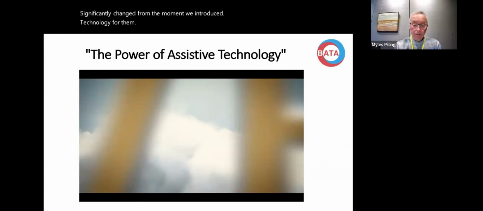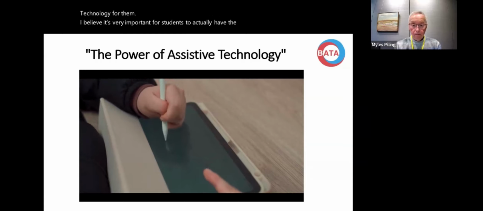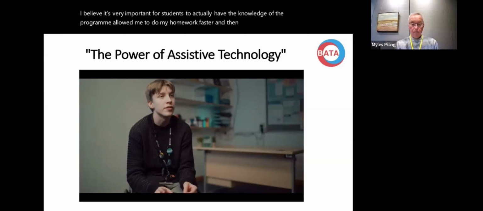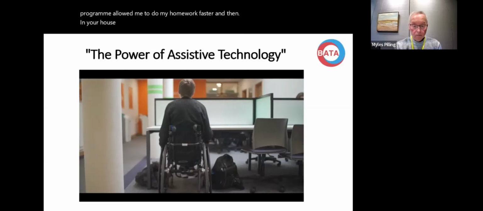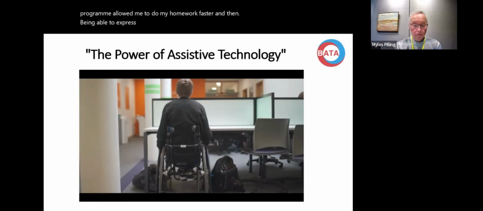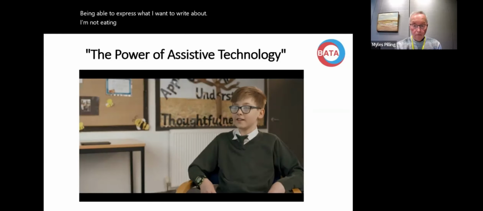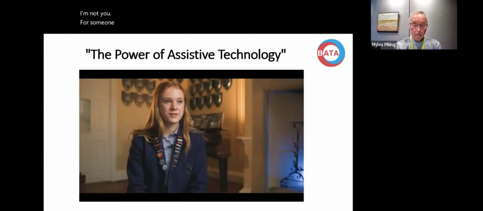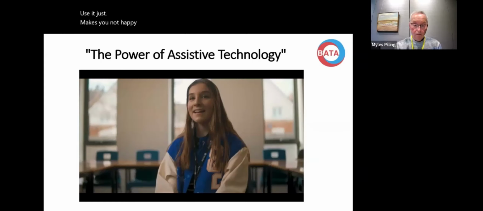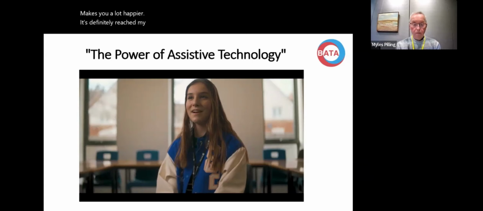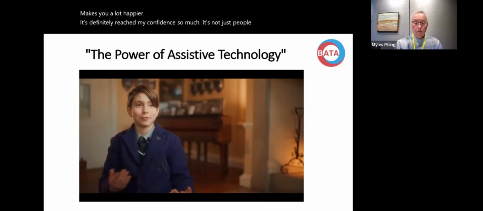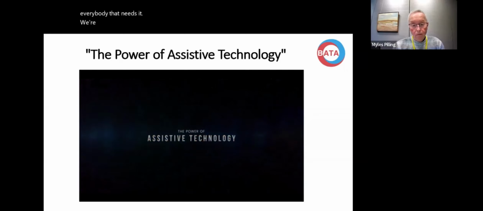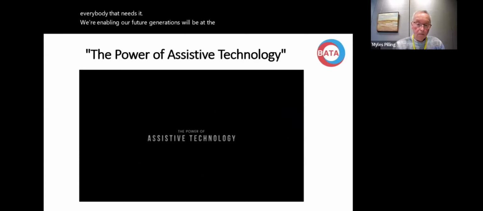I believe it's very important for the students to actually have the knowledge of the programme. It allows me to do my homework faster and in greater detail. So it's definitely helped being able to express what I want to write about. And it's made writing a lot easier and a lot neater. It was a way for me to focus on my work. When you use it, it just makes you a lot happier. It's definitely boosted my confidence so much. It's not just people with dyslexia, it's everybody that needs it. We're enabling our future generation to all be at the same level and have the same access.